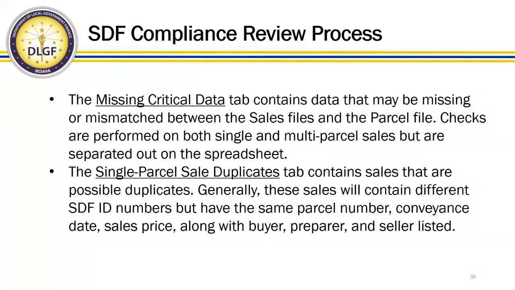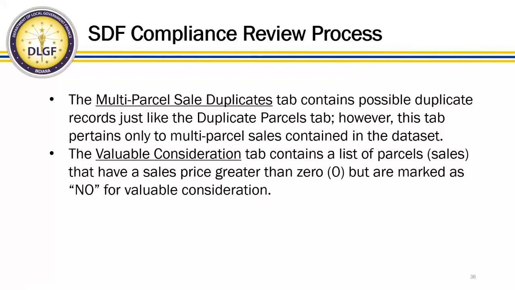We also have a tab that will go over any duplicates at the single parcel level. This can be a situation where these sales will contain different SDF ID numbers, but they look exactly the same. They'll have the same parcel number, conveyance date, sales price, everything just looks the same, but it has a different ID number. That's something we will check on and point out to you as something that could potentially be an error and could be corrected. Exact same thing here with the multi-parcel sale duplicates. This just refers to when there's a multi-parcel sale. Again, we're looking for those duplicate records, and we're going to point those out to you.